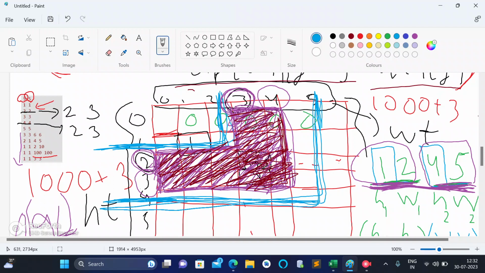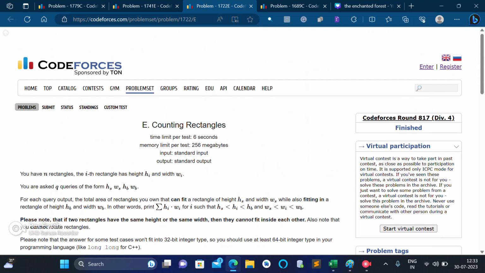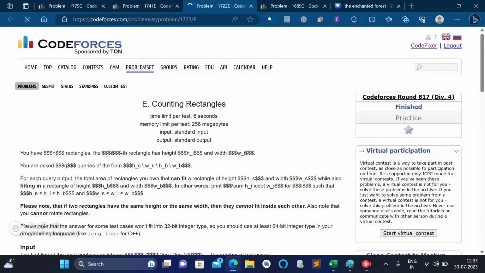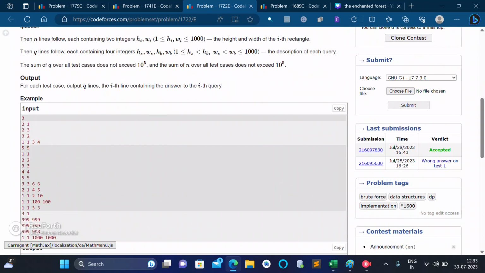Why are we considering this? For every query, you will be able to see these blue lines which I have drawn. You are very sure that these blue lines represent our query. The height is of this range, the width is of this range. In the query, we found the sum of these values, that is the sum of rectangles, and we have to report this only. Now let's move to the code section.